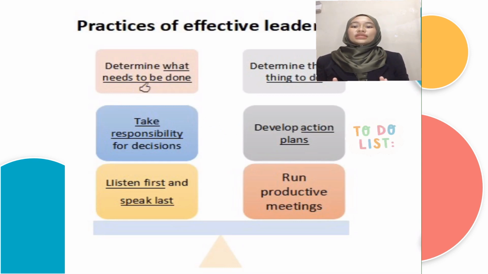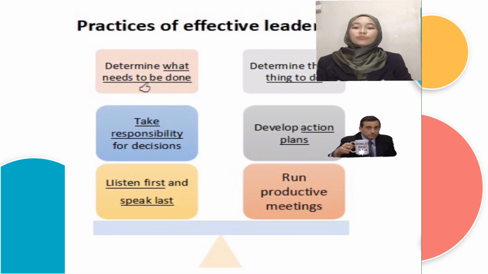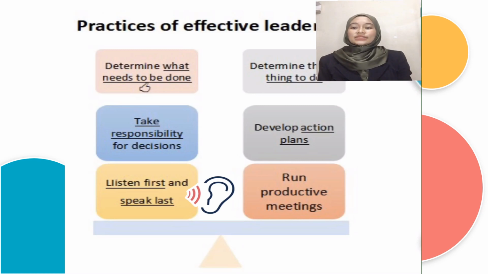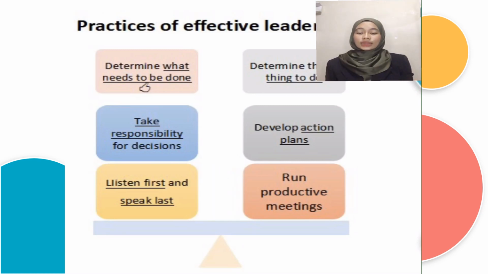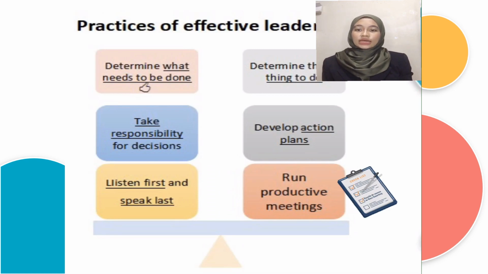Action plan for leadership is important for understanding strength and weakness, so we can set improvement goals and take action to become a stronger and more effective leader. Listen first and speak last. This will teach leader to become empathic leader. Lastly, run productive meeting. The primary importance of a well-organized meeting is cost efficiency.